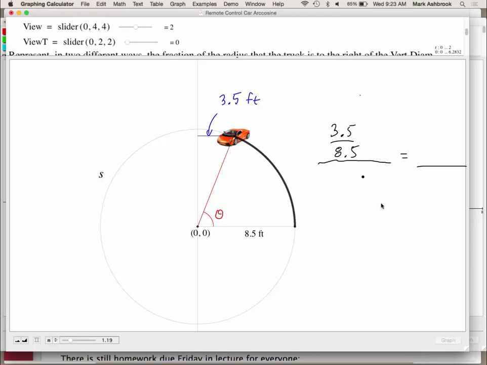What is that? Find that in your calculator. What is that? 3.5 divided by 8.5. 0.4117. You see that's 0.4117, you said? Yeah. Okay, so it's like 41% of the way over, or as a fraction, almost halfway over, 0.4117.